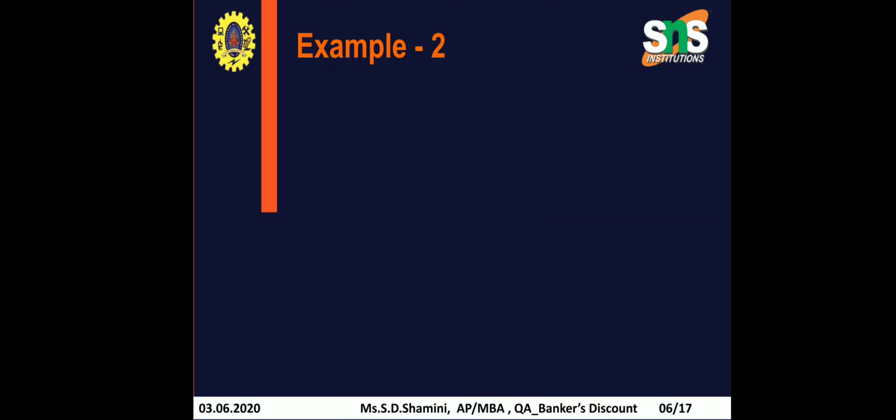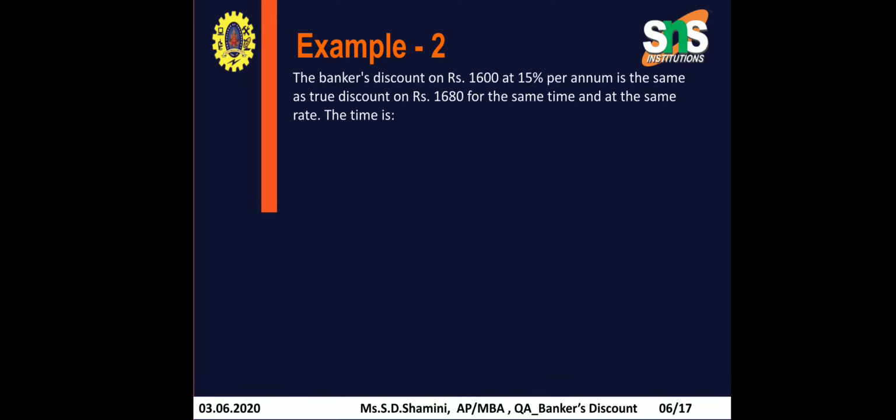So the next example: the bankers discount on rupees 1600 at 15% per annum is the same as true discount on rupees 1680 for the same time and at the same rate. So the time is what? You are supposed to calculate the time, and the options given are 3 months, 4 months, 6 months and 8 months.